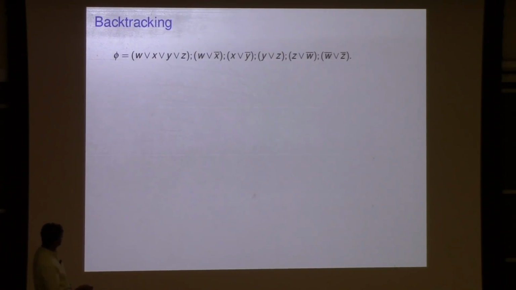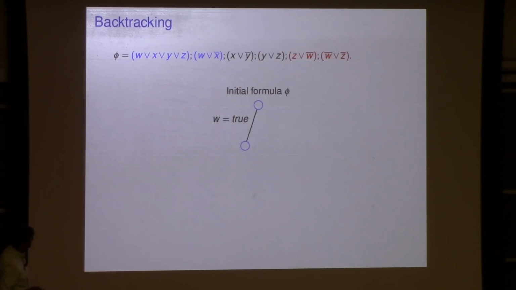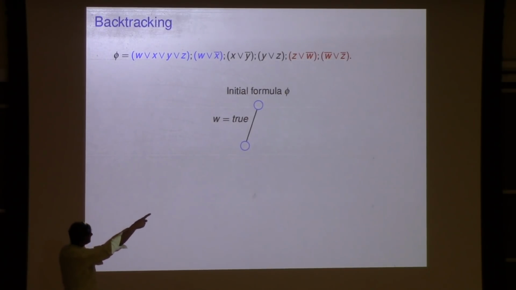Okay, so here's an example. The initial formula is phi. Let's set W to be true. Now, if you set W to be true, we look at all the clauses with W in them. For these blue clauses, what does it do to them? We set W to be true, so we can just cross them out. For these red clauses, what do we need to happen? You can already see what the problem is going to be down this branch.